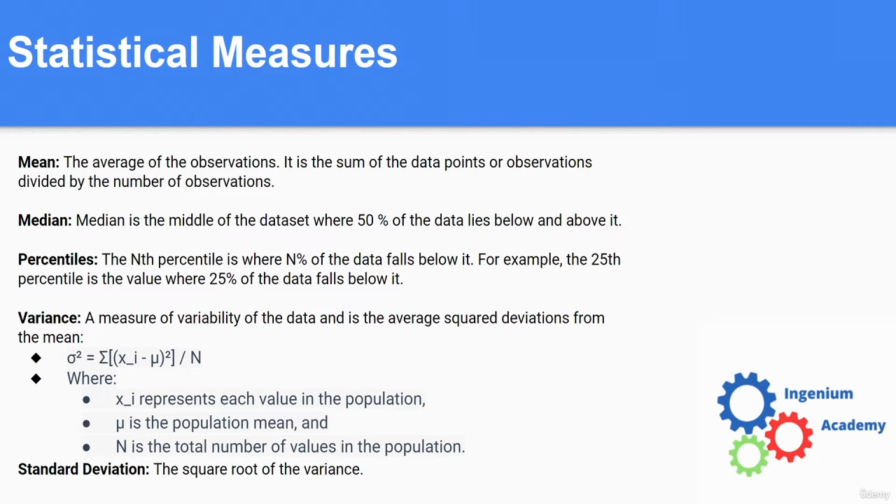The median is, since 50% of the data lies below the median and 50% above it, the median is going to give us the 50th percentile of our data set.